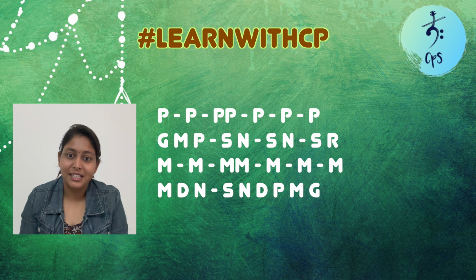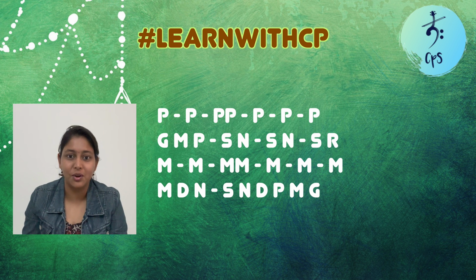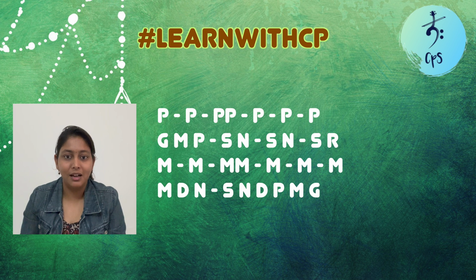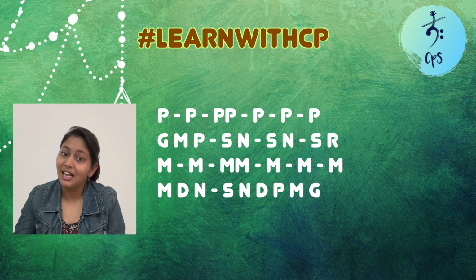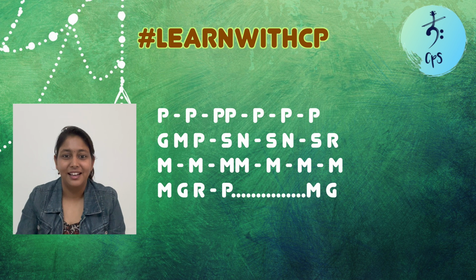Now the sargam repeats twice, and while you are singing the sargam the second time, there is a small variation towards the end, because it kind of connects to the next line of the song. Pa pa pa pa pa pa pa pa ga ma pa sa ni sa re ma ma ma ma ma ma ma ma. The sargam remains the same till this point. Instead of ma da ni sa ni da pa ma ga, we replace it with this phrase. Okay. And how is this sung?